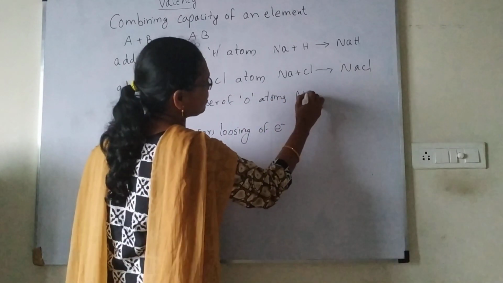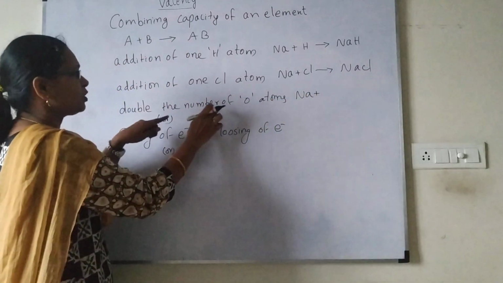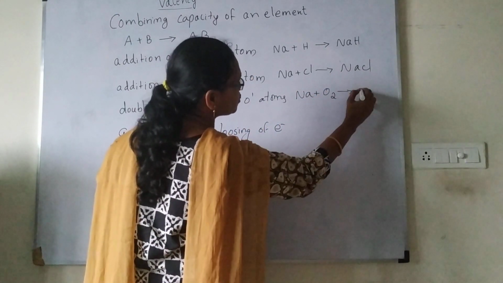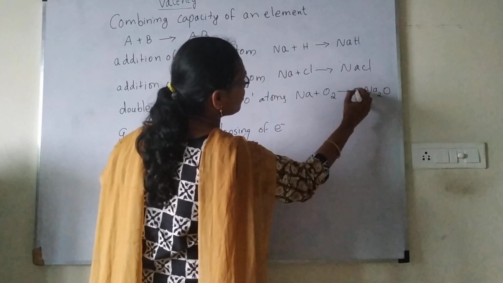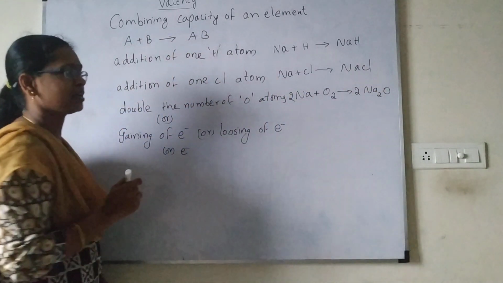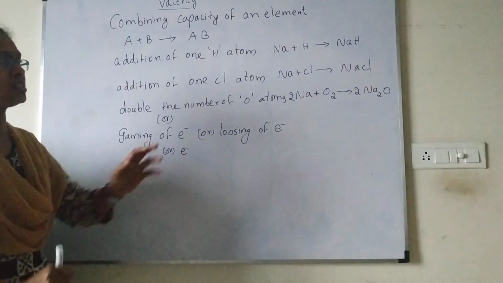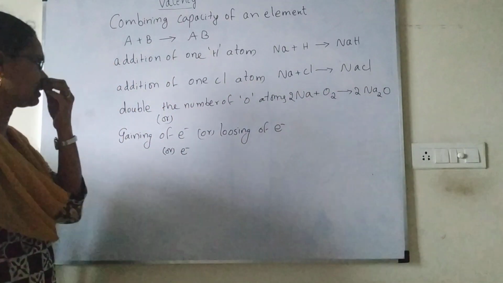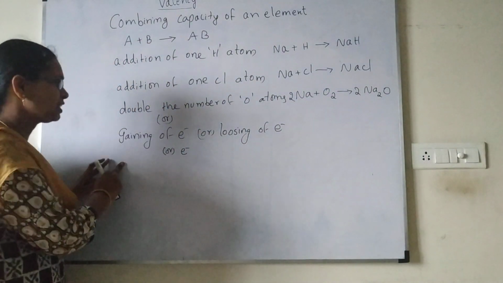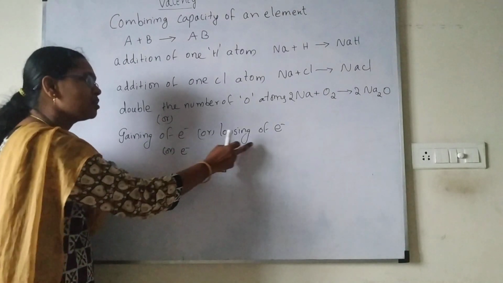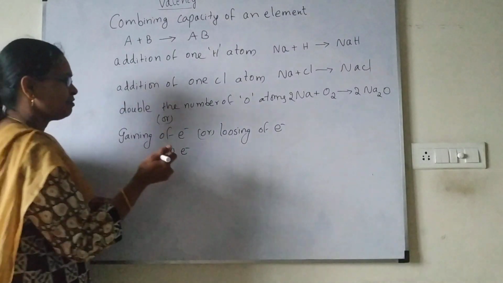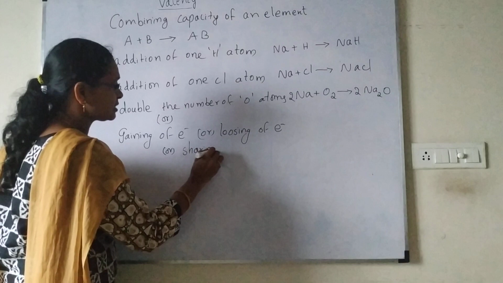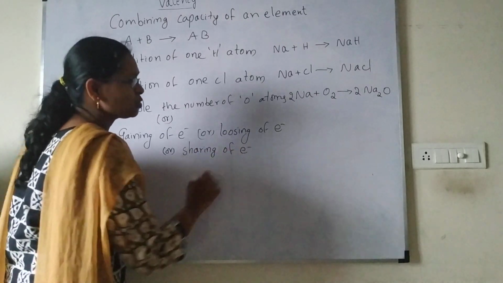Next, again I am taking the sodium atom. With oxygen, what we wrote here is double the number of oxygen atoms. So here we can say Na plus O2 gives Na2O. Balancing, we write 2Na. Double the number of oxygen atoms in the sense that two sodium atoms are sharing one oxygen. That is why we write it like this. And another definition we can say is gaining of electrons, losing of electrons, or even sharing of electrons. This also we can call valency. I hope everyone understood.